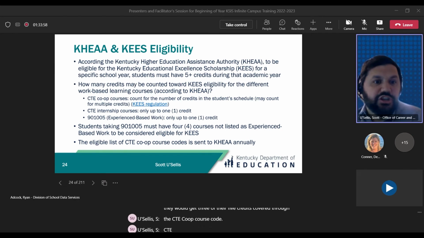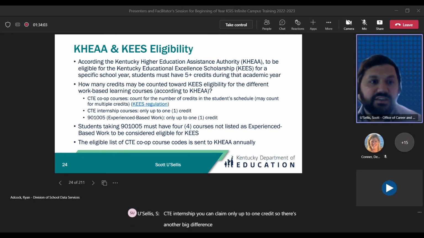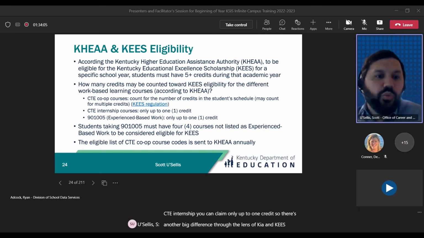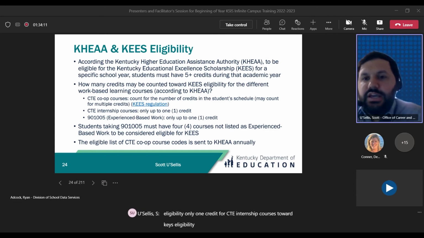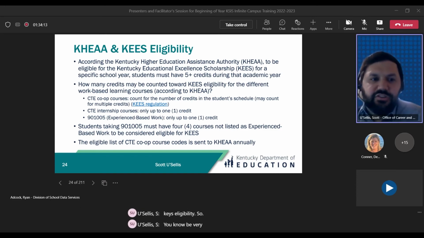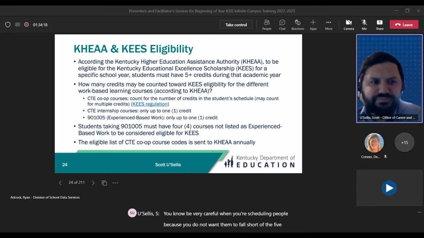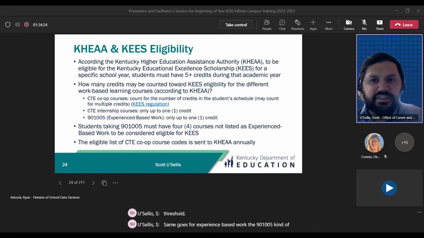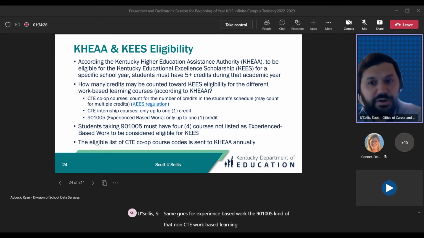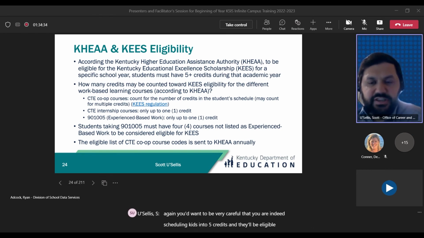CTE internship, you can claim only up to 1 credit. So there's another big difference through the lens of KIA and KEYS eligibility. Only 1 credit for CTE internship courses toward KEYS eligibility. So, be very careful when you're scheduling people because you do not want them to fall short of the 5 credit threshold. Same goes for experience-based work, the 901-005, kind of that non-CTE work-based learning. Only up to 1 credit. So again, you'd want to be very careful that you are indeed scheduling kids into 5 credits and they'll be eligible to receive their KEYS money.